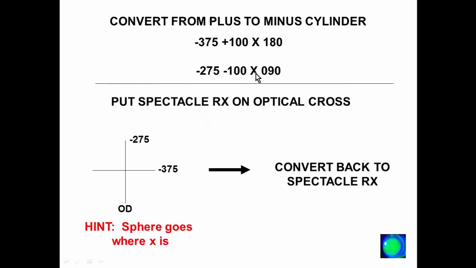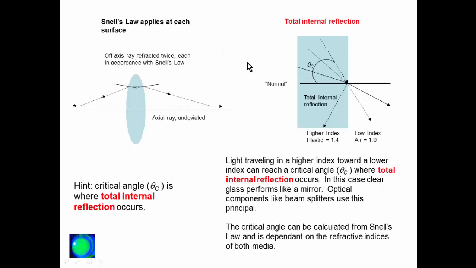You should all, I'm sure, know how to convert from plus to minus cylinder, but there are some times when you want to be able to put a spectacle correction on an optical cross. And the hint here, to know what meridian the 2 powers of a cylinder prescription goes, you put the sphere power wherever the axis is. So if you're in plus cylinder, here the axis is 180, you put the sphere power, which is 3.75, on the 180 meridian. This shows the concept of total internal reflections.